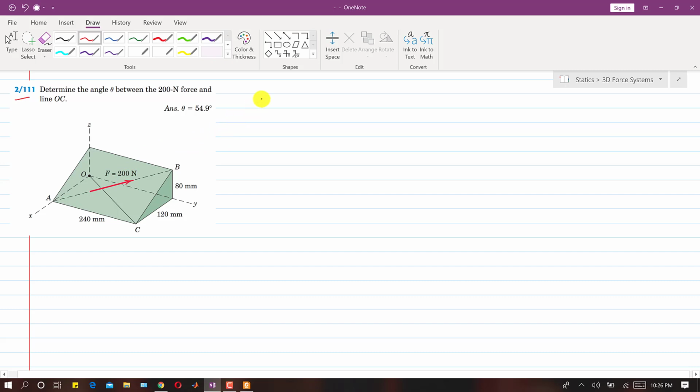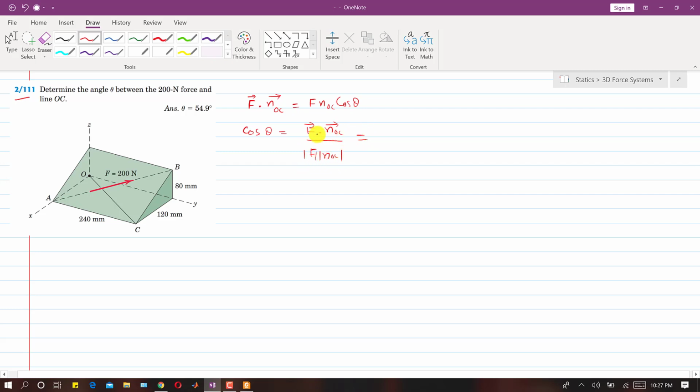To find that angle, we will take the dot product of F and the OC line, or let's suppose the unit vector nOC, right? So this will be equal to F times nOC cos of theta. So cos of theta will be equal to F vector dot nOC vector divided by the magnitudes of F and nOC, right? So these both are magnitudes.